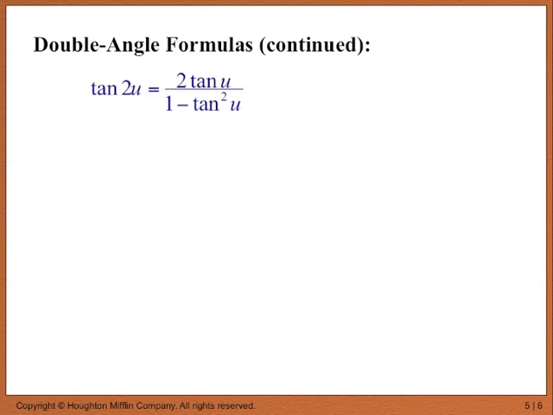Double angle formulas continue. Tan 2u equals 2 tan u over 1 minus tan squared u. Okay, let's prove that. And we're going to do it the same way. All right, so this is a chance for you to use your skills. Using a similar method to what we did on the last screen, I'd like you to prove that tan 2u equals 2 tan u over 1 minus tan squared u. Pause the video, try to do this on your own, and then resume when you have an answer.